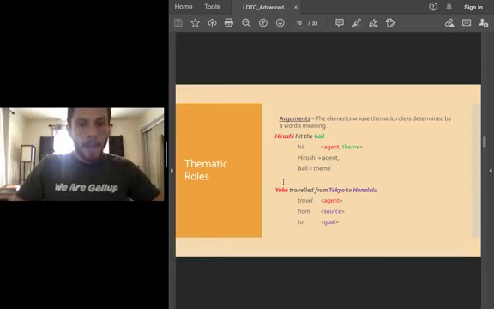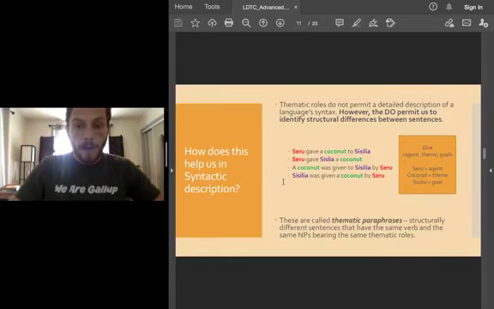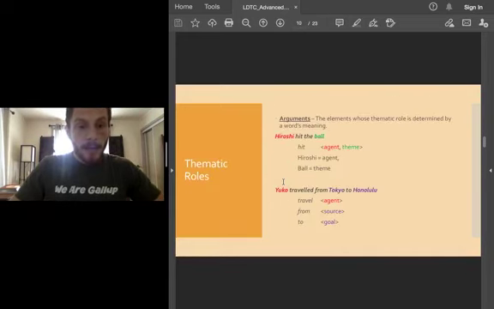Okay, now I know I'm moving a little bit quickly here, but hopefully so far this has been intuitive enough that you've been able to apply these concepts to the examples we've looked at without too much difficulty. So in the next section, we're going to look at why thematic roles are actually beneficial for syntactic analysis, even though they are primarily semantic.